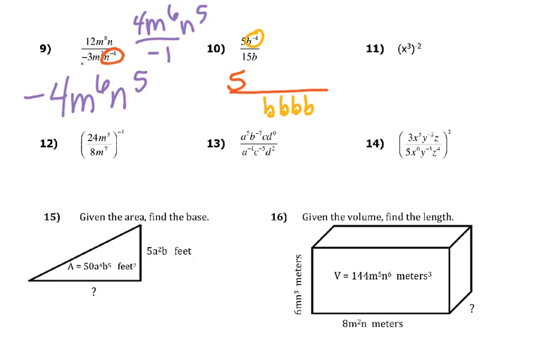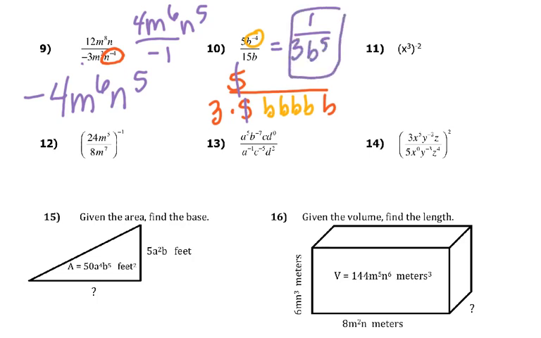And then on the bottom I've got 15, which is 3 times 5, and then I've got b. And so when I go to cancel things, the only thing that can cancel is the 5s. And so what do I have left? On the top, I don't have 0, I have 1. And you do have to write 1 if it's on the numerator. And on the bottom, I've got 3 and then b to the 5th. And that is the simplified version.